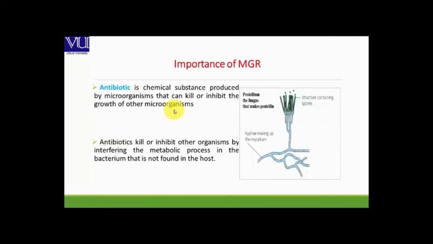We also use these microorganisms for the production of different types of antibiotics. What is an antibiotic? An antibiotic is a chemical substance produced by microorganisms that can kill or inhibit the growth of other microorganisms. Antibiotics kill or inhibit other microorganisms by interfering with a metabolic process in the bacterium that is not found in the host. This is a picture of a Penicillium fungus, which is responsible for the production of the penicillin antibiotic.